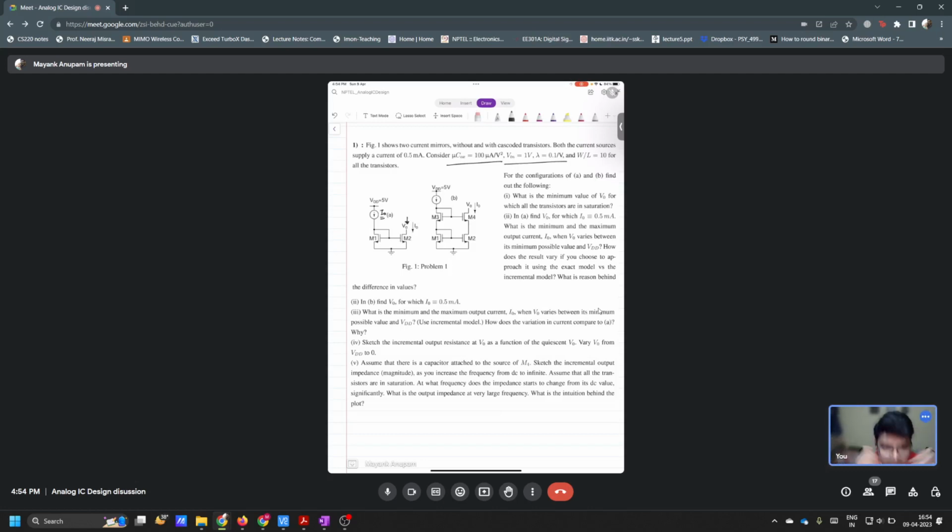Come on guys, I have been talking about this for a very long time now, so this should be on your fingertips. VDS must be greater than the gate voltage minus VT. You have to find the gate voltage here, and VDS must be greater than VG minus VT. Yes, cool, this is easy, right?